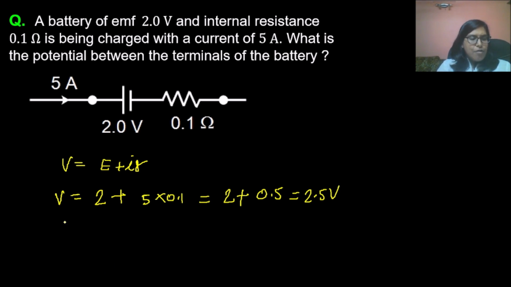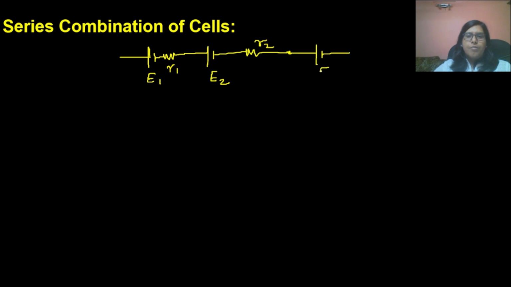Right. Now we will see the combination of cells. First, the series combination. So in a series combination the cells will be connected like this. This is the first cell, this is the second cell, this is E1, this is r1, this is E2, this is r2. Similarly we can connect more cells, this is r3, like this.